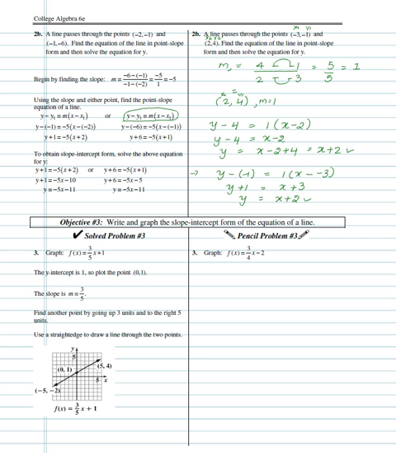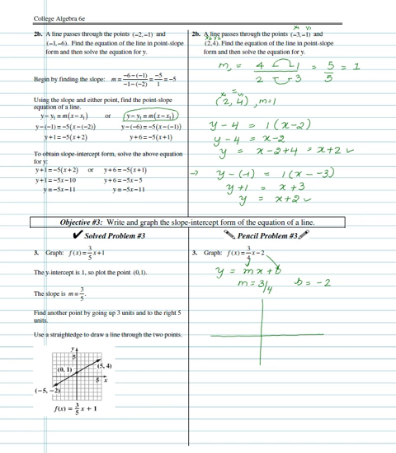Graph f of x is equal to 3/4 x minus 2. Now this one looks like an equation of y is equal to mx plus b. When I compare it, this is my b and this is my m. So my m here is 3/4, and the b, the y-intercept, is -2. So I can graph it so many ways. I'm just going to draw.